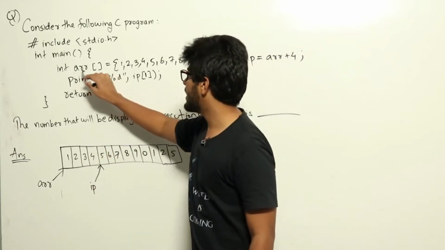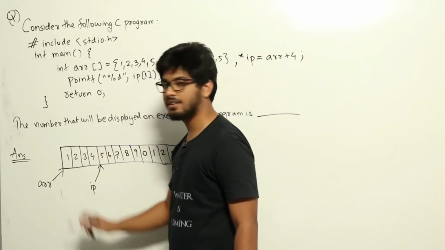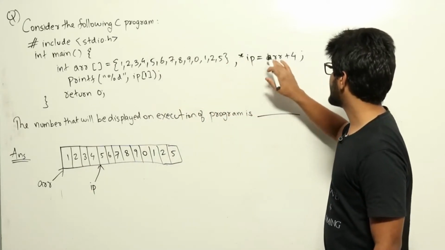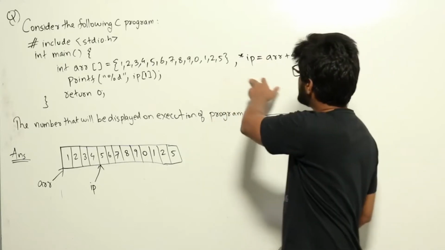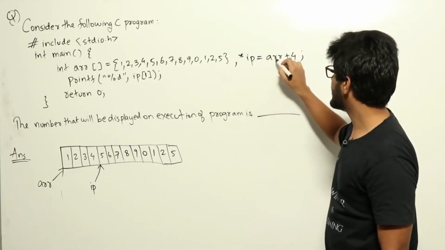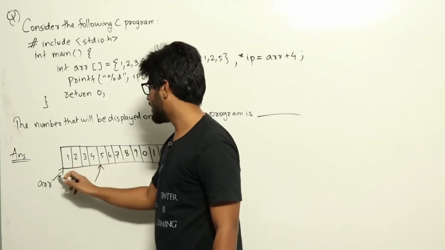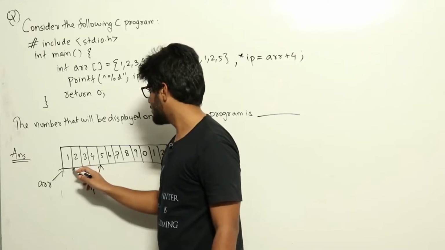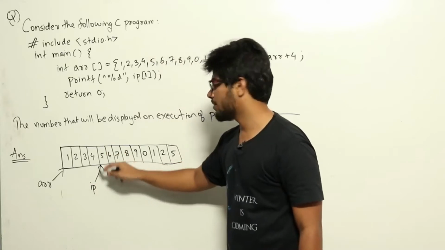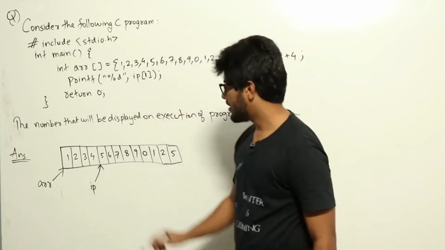Now the variable arr will be a pointer to the first element in the array. So arr will be pointing to this part. Now we are creating another integer pointer ip, and ip will be arr plus 4. When we do an operation like this, ip is a pointer, arr is also a pointer, and we are increasing that pointer's value by 4. So arr plus 1 will be a pointer to this location, plus 2 to this location, 3, 4. So arr plus 4 will be a pointer to this location. Now ip will be the same as this, meaning ip is pointing to the start of this part of the array.